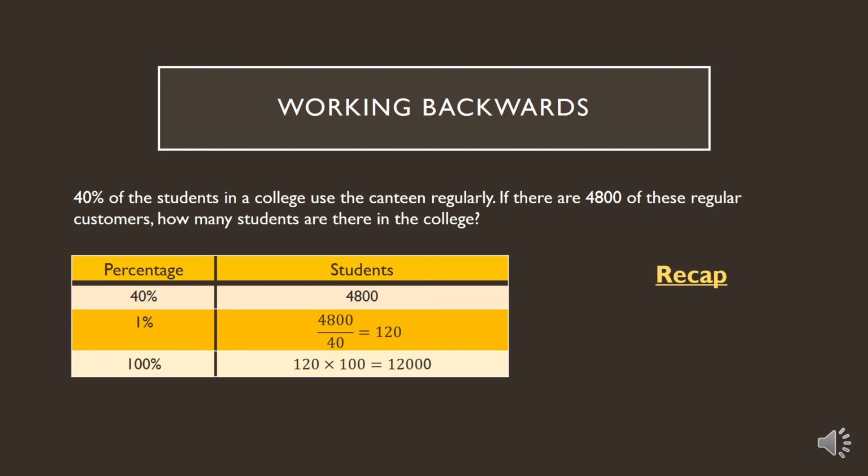Now, just to recap on that, divide to find 1%. In this case, we were provided with 40%, so divide by 40, and then multiply by 100 to find 100%. So divide and then multiply.